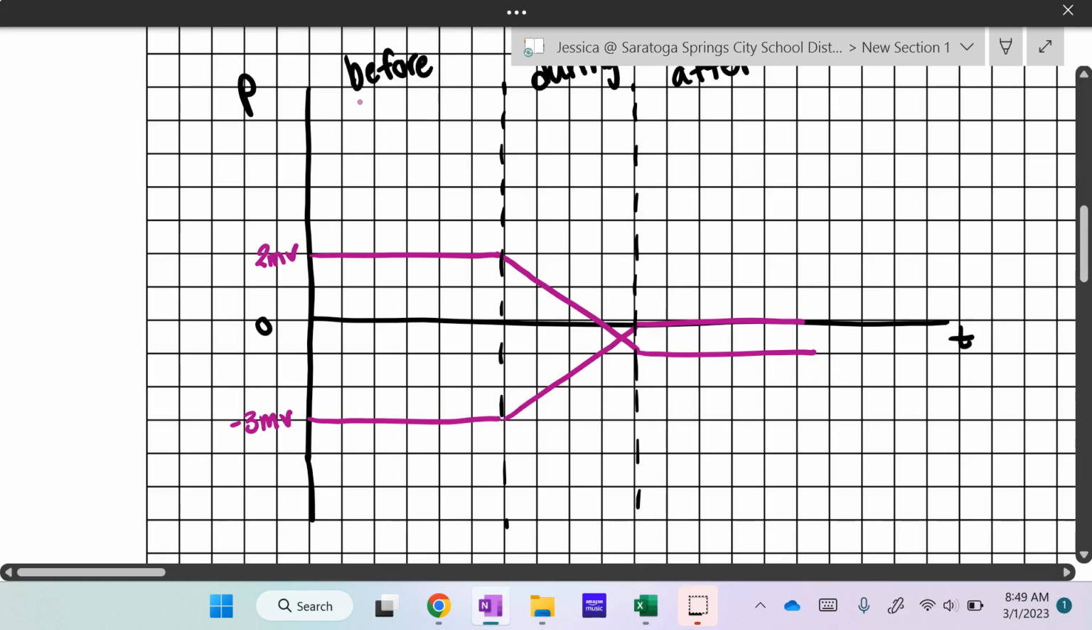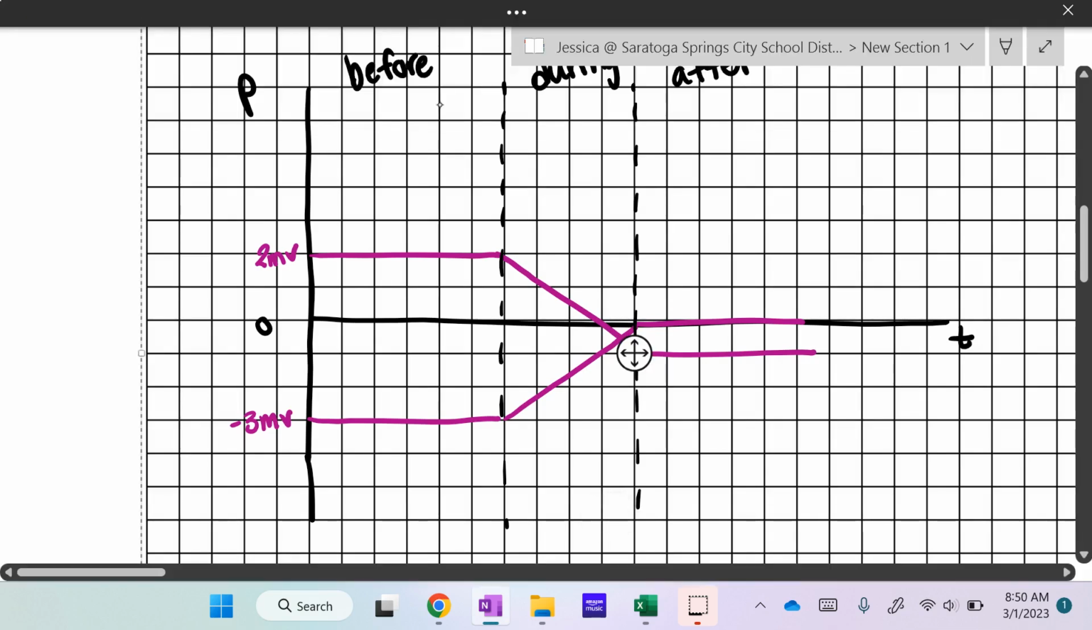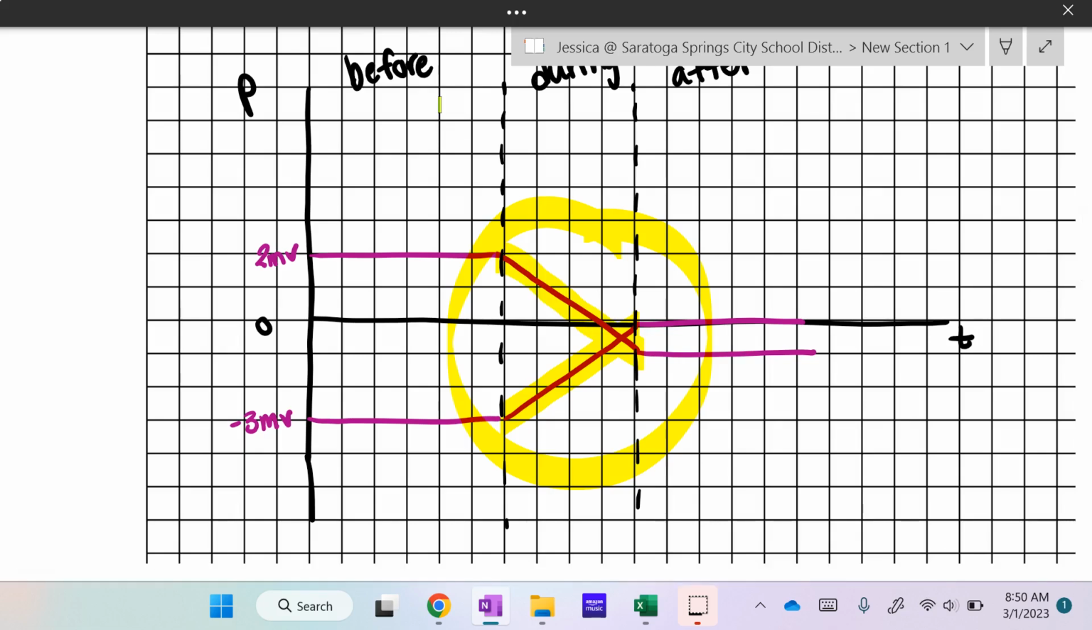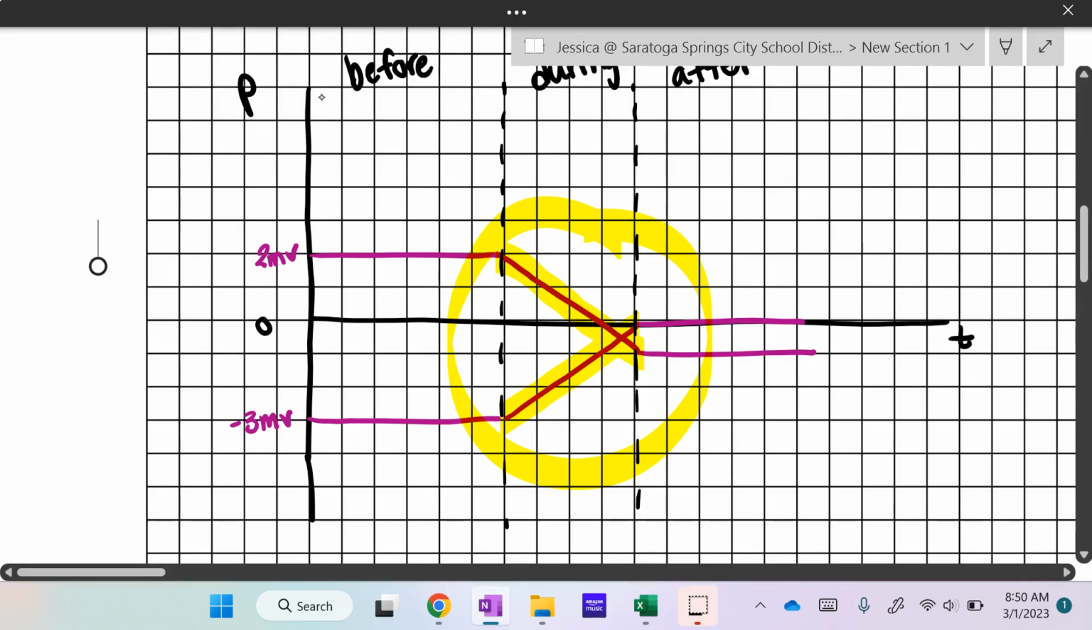Now we might notice some things about this graph, specifically in this during section. So take a few minutes, maybe pause the video, to look at these two lines and think about some things that you notice. How do those lines compare to each other? What do they look like? And so on and so forth. So what do we notice?